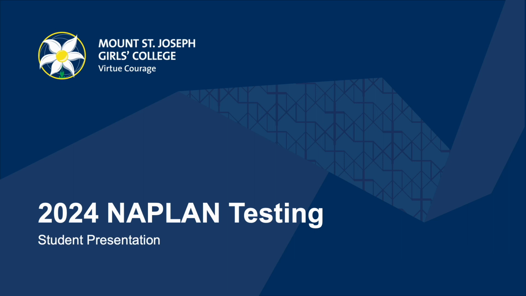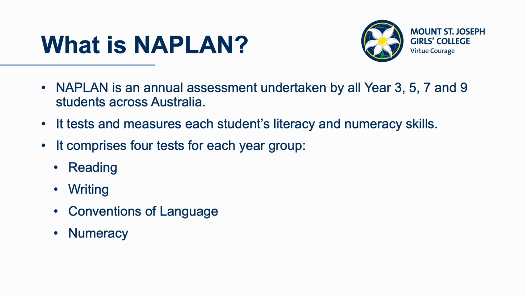This presentation will cover how the NAPLAN test will be conducted at MSJ and the materials that students will need to have prepared in order to complete the test. NAPLAN is a nationwide series of tests that assess the literacy and numeracy capabilities of students in years 3, 5, 7 and 9. This year, NAPLAN will involve all students who are in years 7 and 9. Families should have received a letter about this year's NAPLAN last month.